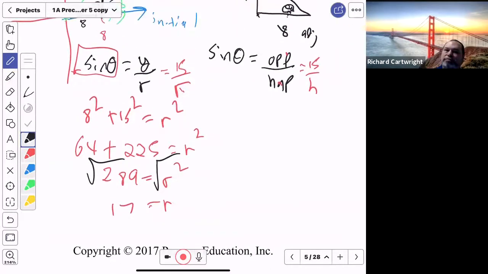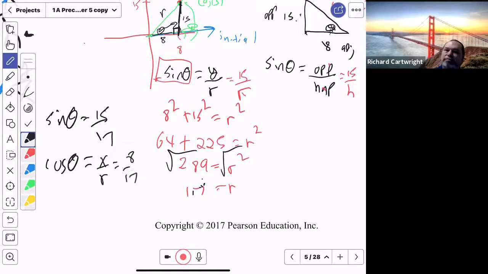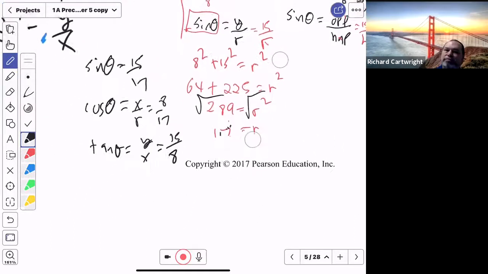So now I have my r. That's the first thing I had to do. So here goes. Sine of theta must be 15 over 17. The cosine of theta must be, now remember what cosine is. Cosine is x over r. In this case it would be 8 over 17. Tangent of theta must be, wasn't that y over x? And that would be, my y was 15 over the 8.